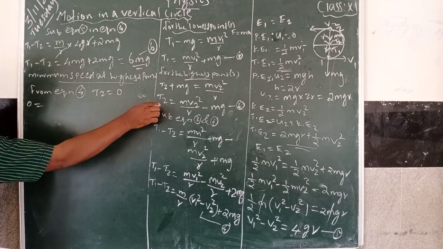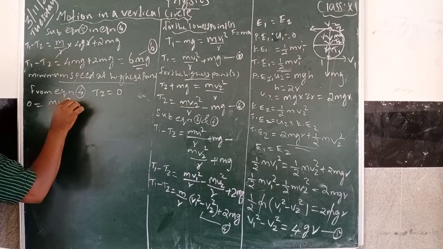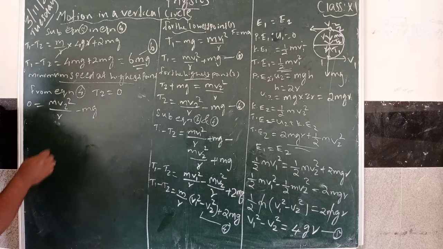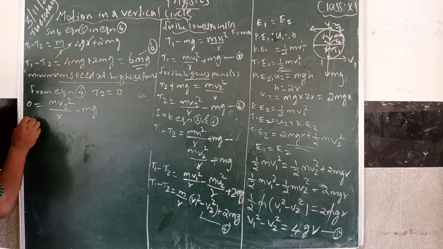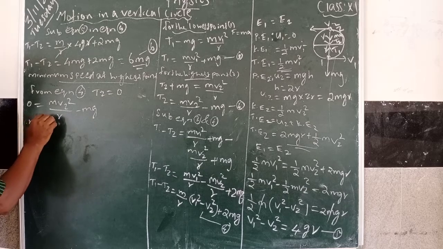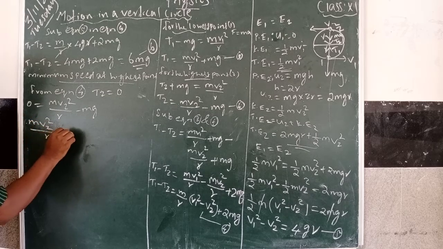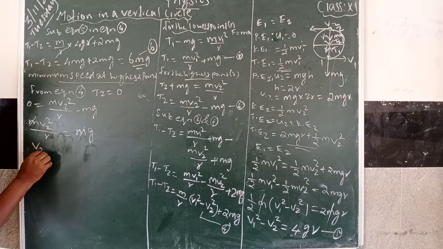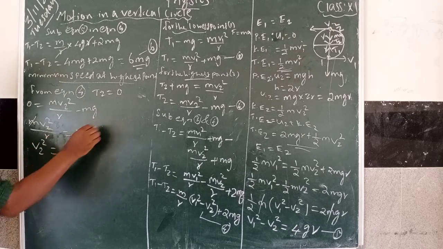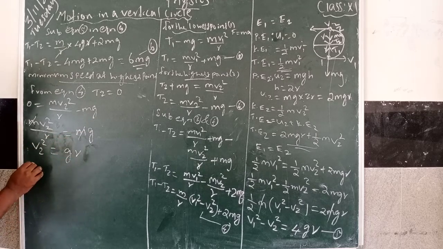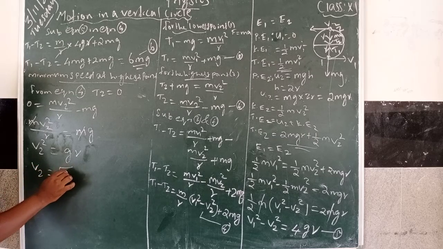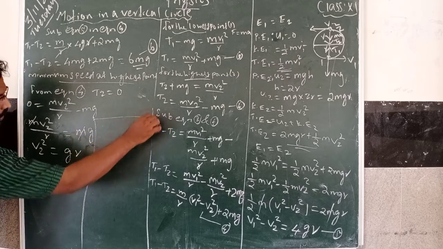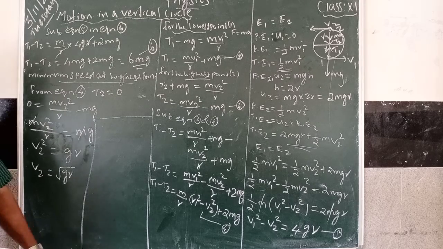T2 is 0. So, m v2 square by r minus mg. Now take this from this side. So m v2 square by r is equal to mg. M cancel. So v2 square equal to, this r will go here, gr. So v2 is equal to root gr. Now we got the velocity root gr.